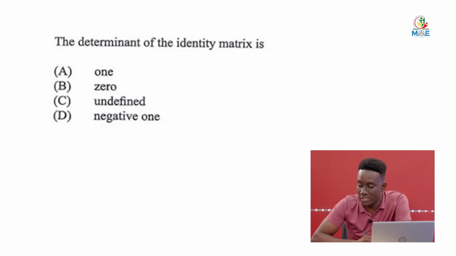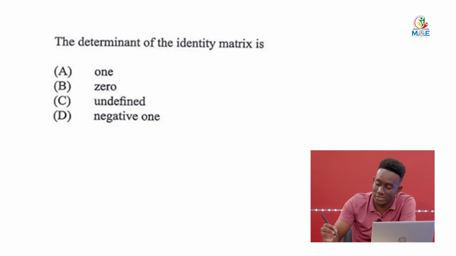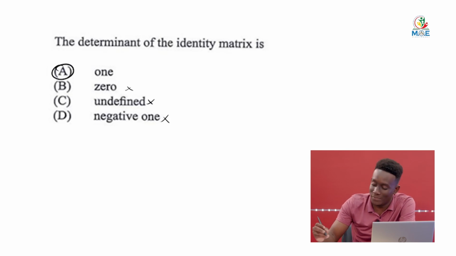This question says the determinant of the identity matrix is, so this answer is really easy. The determinant of the identity matrix is simply 1. It's definitely not 0, it's definitely not undefined, it's definitely not -1. The determinant of the identity matrix is 1.